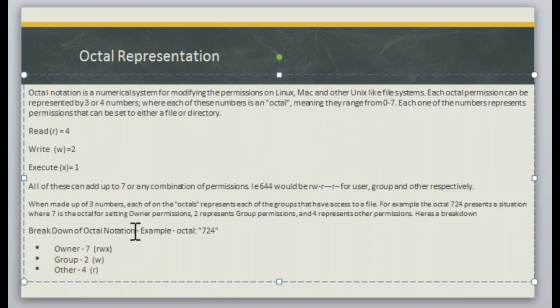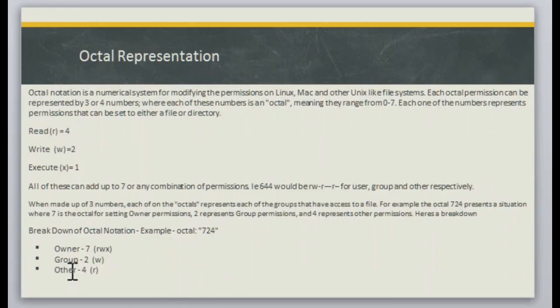When made up of 3 numbers, each one of the octals represents each of the groups that have access to the file. For example, the octal 724 represents a situation where 7 is the octal for setting owner permissions, 2 represents the group permissions, and 4 represents other permissions. Here's a breakdown of that example we just saw. We have owner: the permissions are set to 7, which means they have read, write, execute, since 4 plus 2 plus 1 is 7. Then we have group, which is set to 2, so all they have is write permissions, and we see up here that write equals 2. And then we have other, which is 4, so that means other has read permissions, just 4.